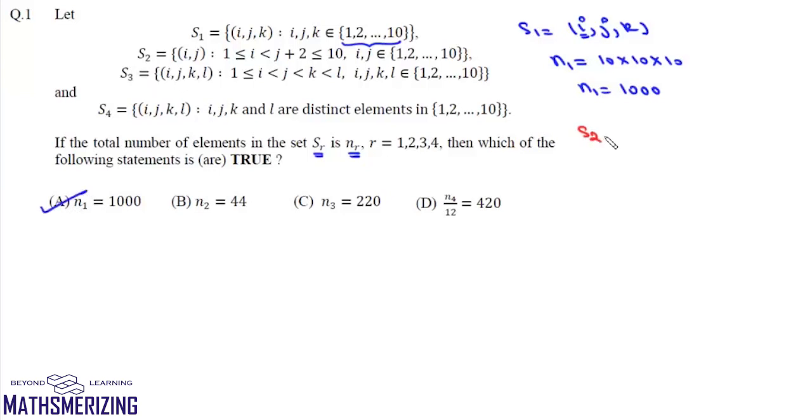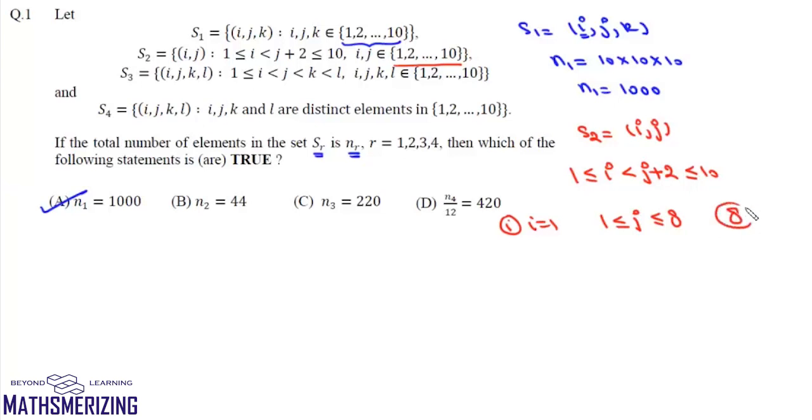We are given that S2 is the ordered pair (i, j) such that 1 ≤ i < j + 2 ≤ 10, where i and j belong to the set from 1 to 10. Now if we take the first case, when the value of i is 1, then j will be greater than -1. So j can take the value from 1 to, now j + 2 is less than or equal to 10, so its maximum value is 8. So the total number of such cases will be simply 8.